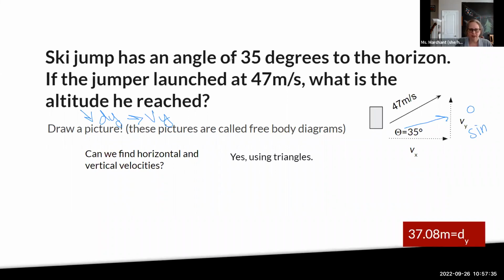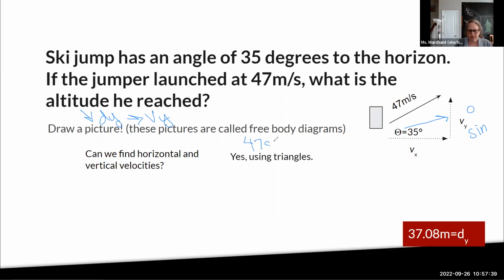So that would be 47 times sine theta, or sine 35, which is going to give me my velocity in the y. If you wanted velocity in the x, 47 times cosine 35, because Vx is on the cosine side, or the adjacent side. What do I need now? I need an altitude, so I need an equation. Go back to those same 3 equations from module 1 and see if you can figure out which one to use.